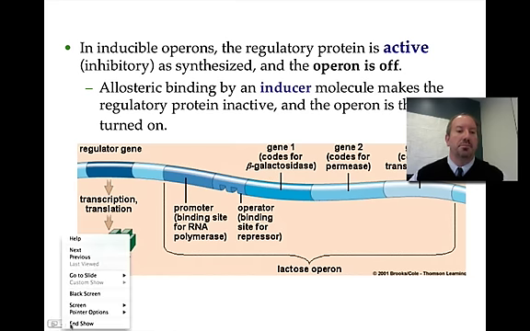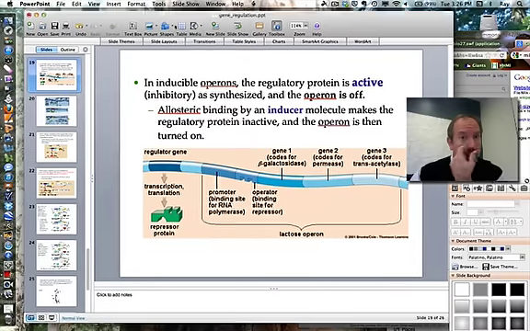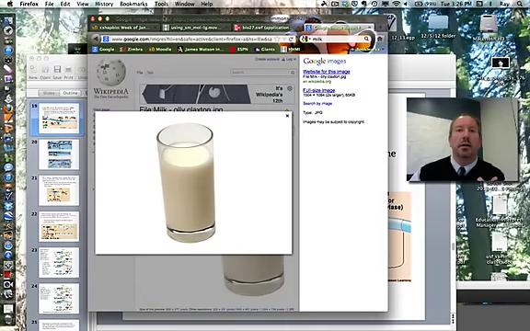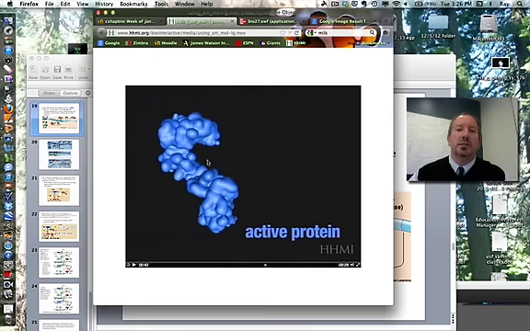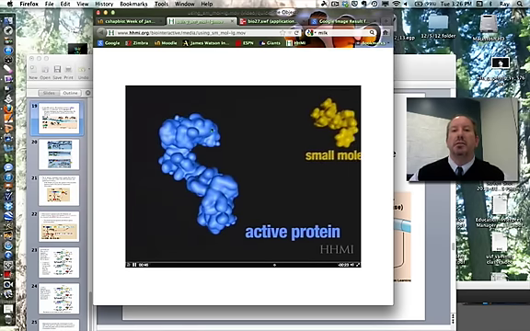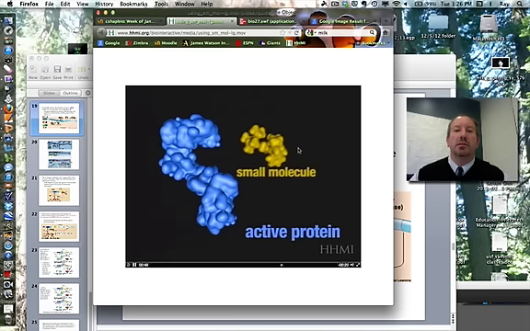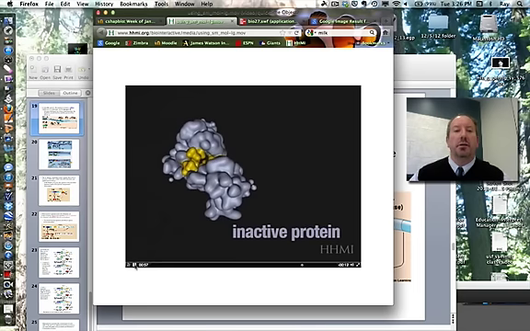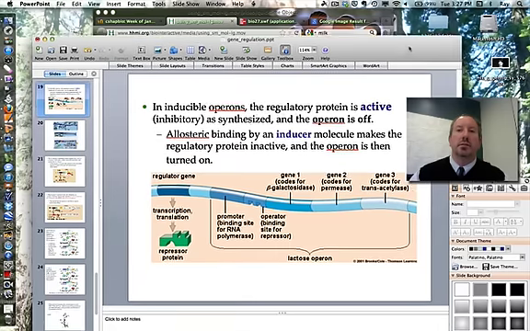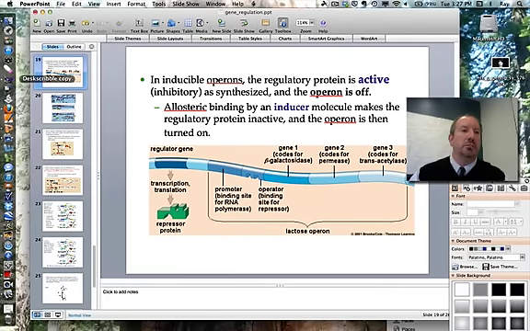And so check this out. Here's a little video animation showing what I was talking about just a second ago. Let's say that this is the repressor protein and it's active. In other words, the regulator gene is producing this, and where does it bind? It binds to the operator sequence. But here comes lactose. When lactose attaches to it, it becomes inactive and falls off of the operator sequence. And when it falls off of the operator sequence, then RNA polymerase is able to bind. I find that to be extremely interesting.